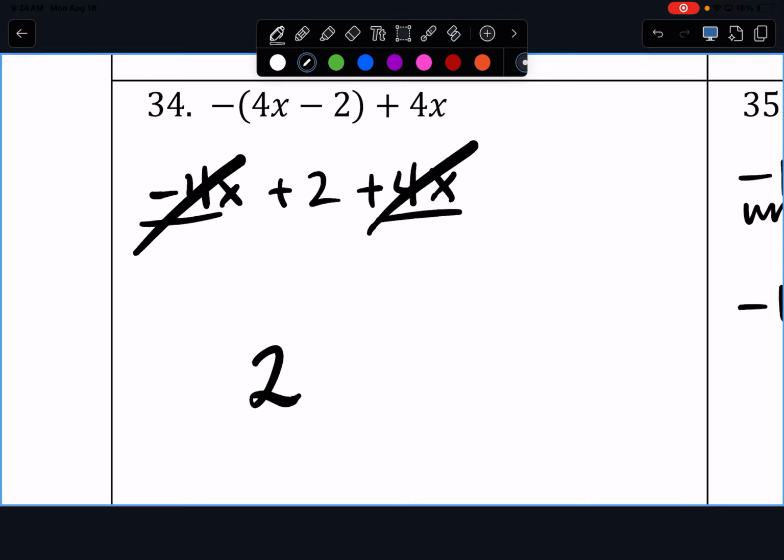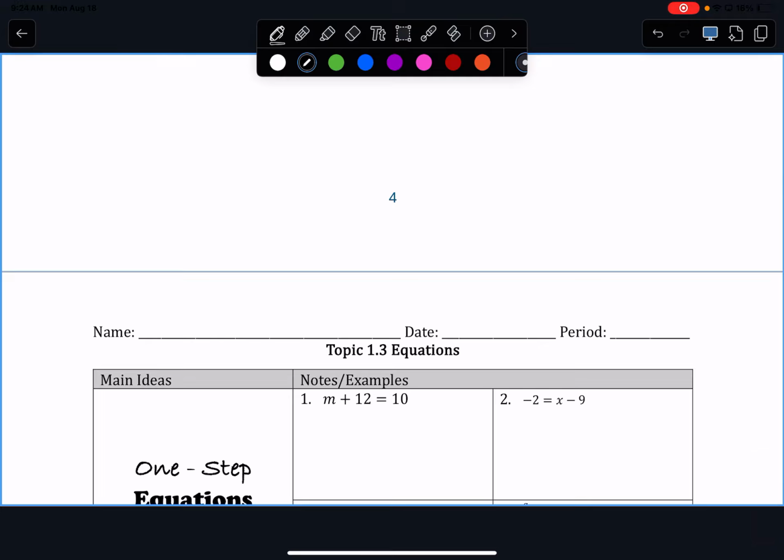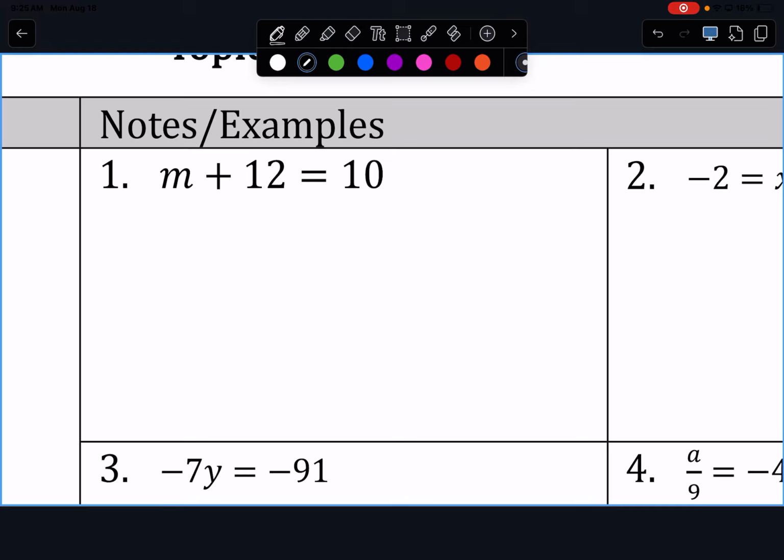All right, so we are good to go ahead and look at one-step equations. One-step equations have just that, one step, okay? The main thing that I want us to look at in this section is just making sure we remember how to undo different operations, okay? If we have addition, how do we undo addition? So what do I need to do to solve for m in number 1? So what is 10 minus 12?